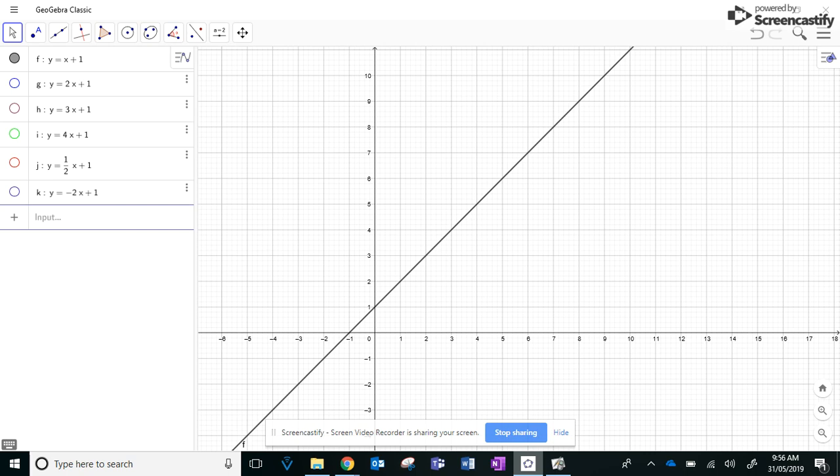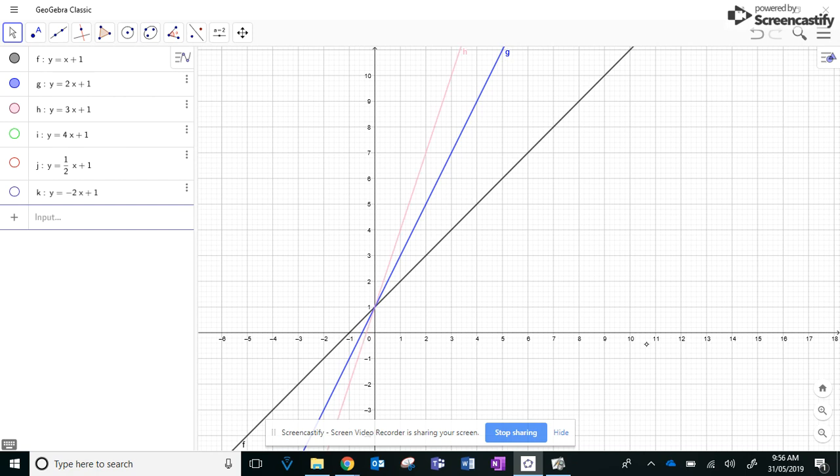In this video, we're going to have a look at the gradient of a line, which is the steepness or the slope of a line. Here we've got the graph of y equals x plus 1. And if we add in y equals 2x plus 1, you can see that the graph has changed. You can see that the steepness has changed from this one to this one.